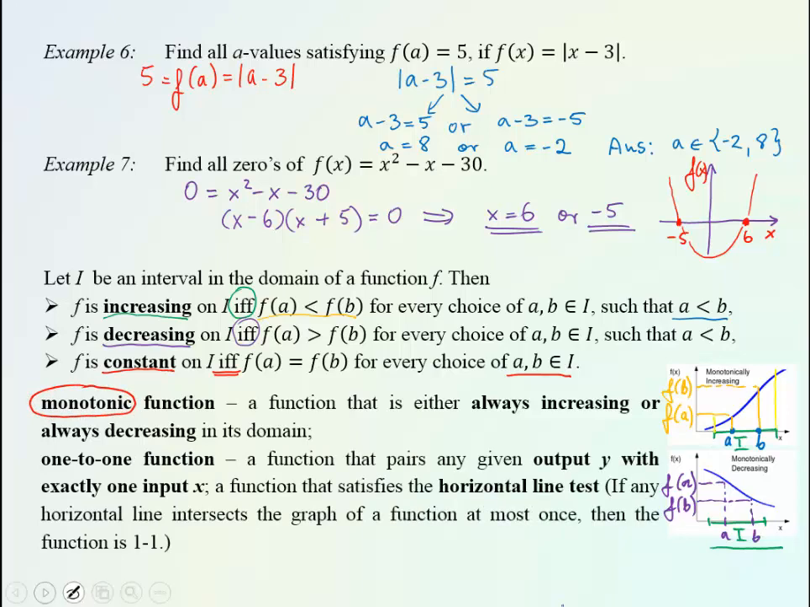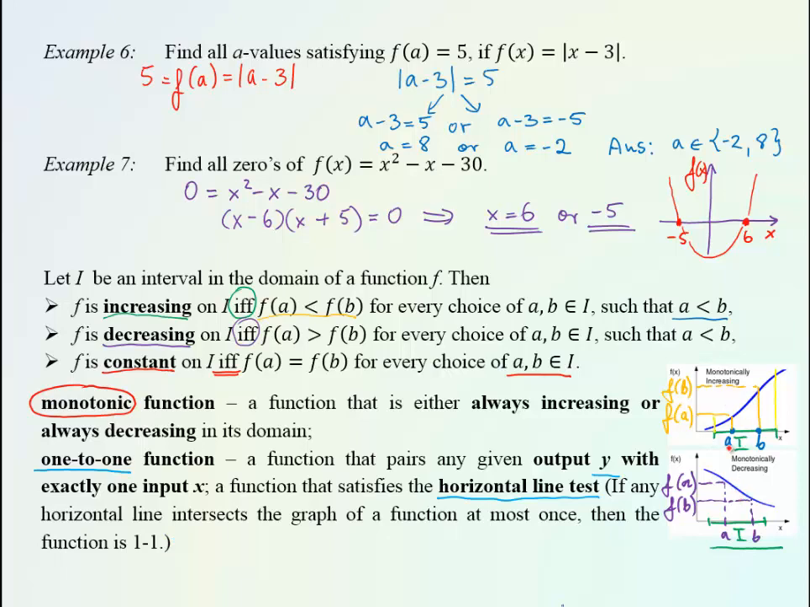Another important feature of a function is being one-to-one. Those are functions that have each particular value y assigned to only one input x, which means that they will satisfy the horizontal line test. What is a horizontal line test? Well, it's very similar to the vertical line test that checks for being a function at all, but now we are checking for being one-to-one. So if any horizontal line intersects the graph of a function at most once, then the function is one-to-one.